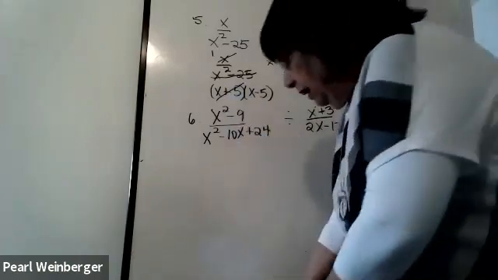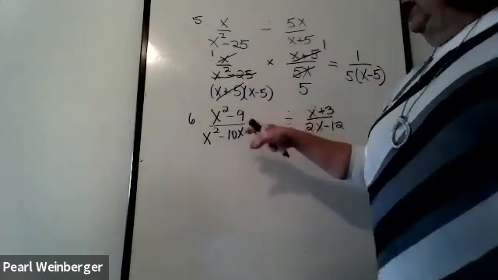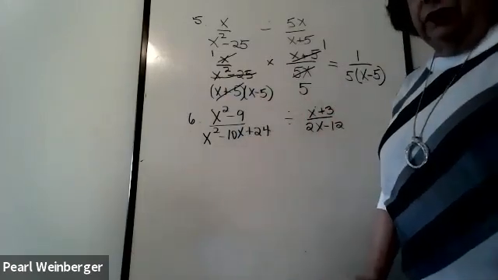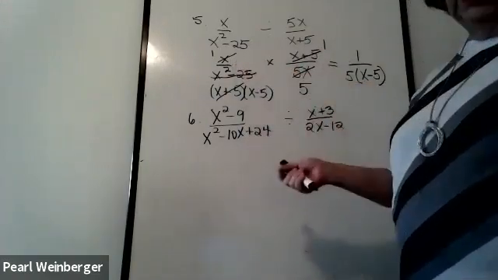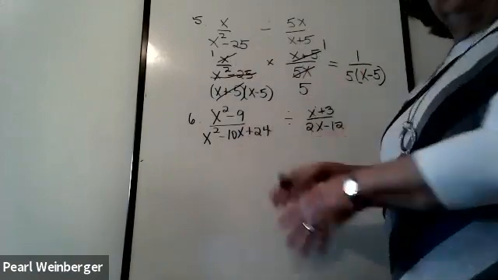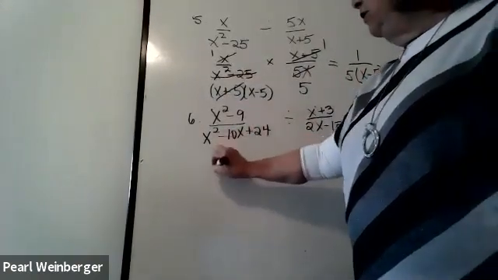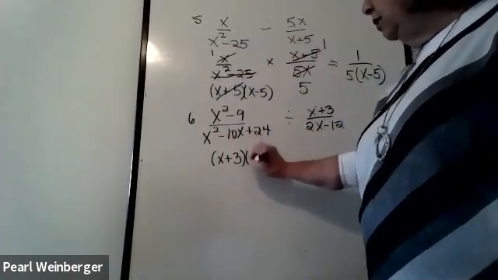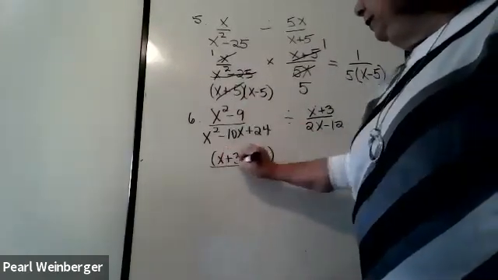And again, this is a division example. I'm going to have to take the reciprocal of the second fraction because it's a division. And I'm going to have to factor everything so I can see what I can cancel out. So as I rewrite it, I'm going to factor it. The x squared minus 9, I'm going to factor to x plus 3 and x minus 3. Everybody sees that that's the difference of squares.